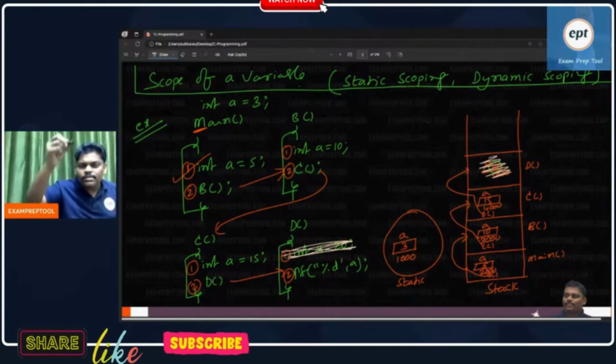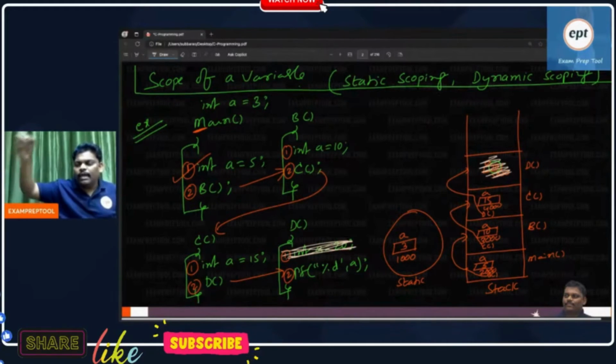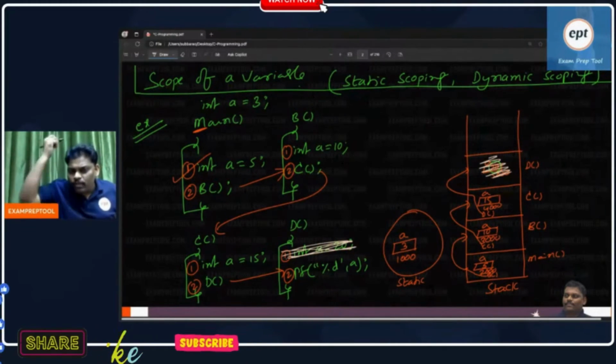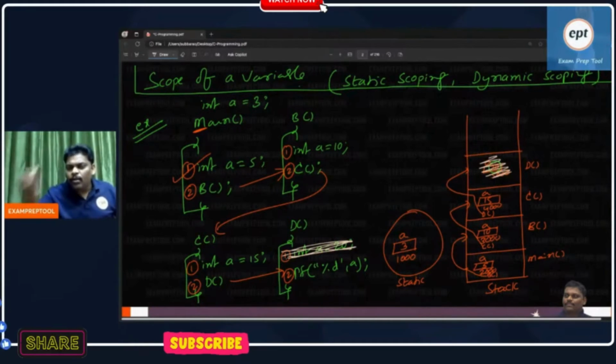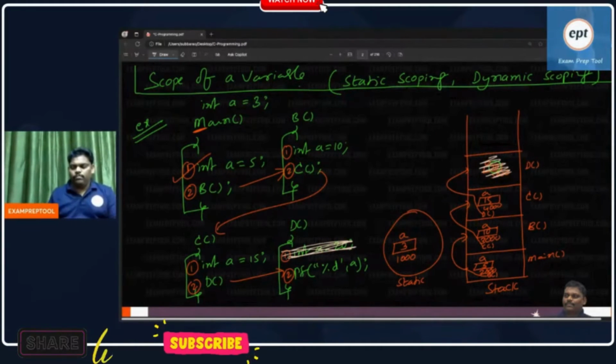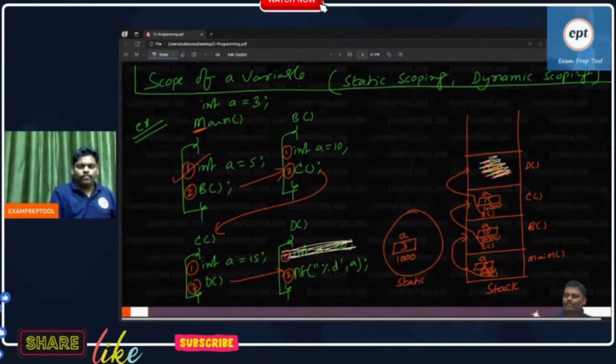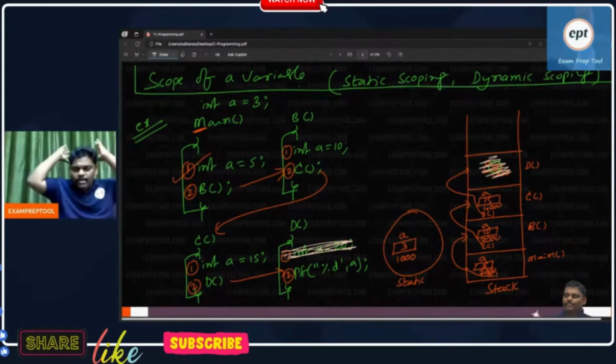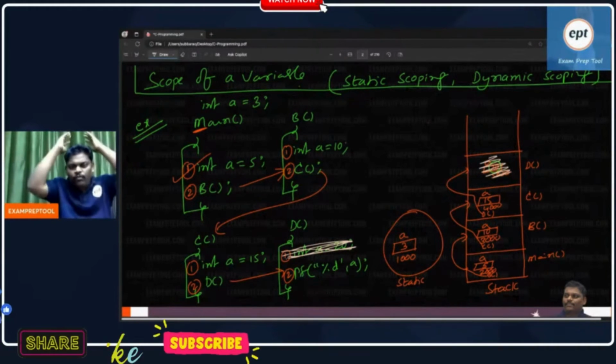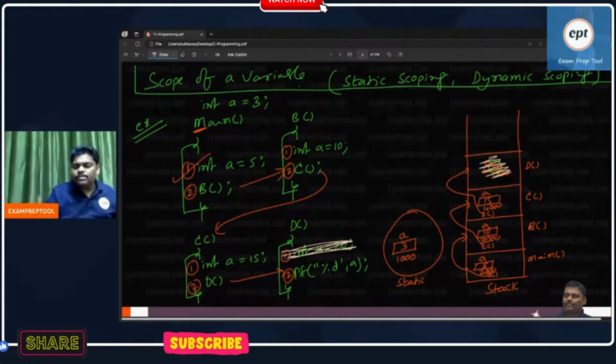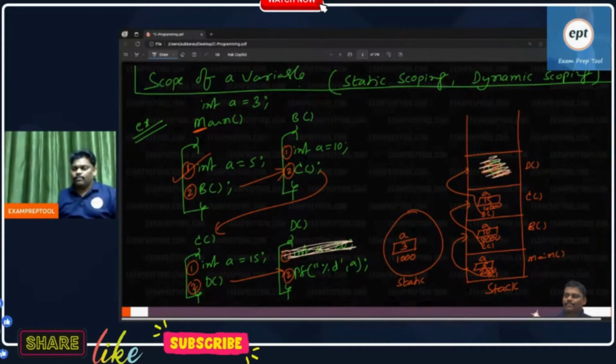I want an answer from everyone. What is print A now? I want an answer. What is the answer now? Can anyone guess? This is the open challenge. What is print A now?